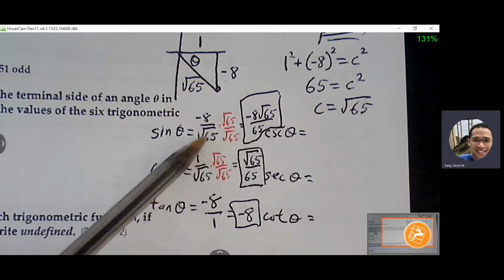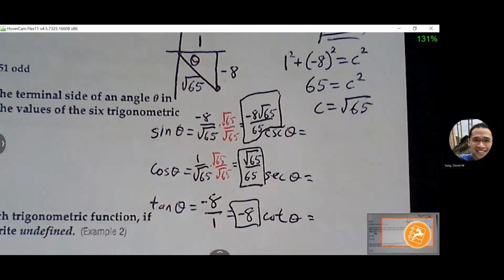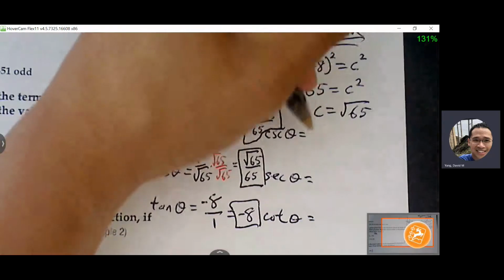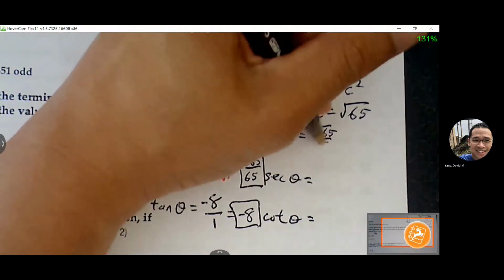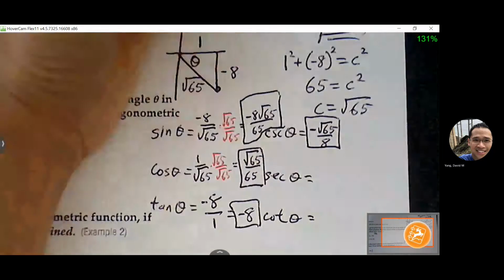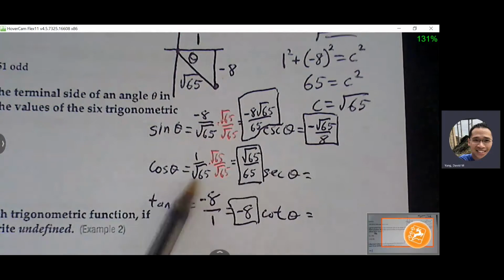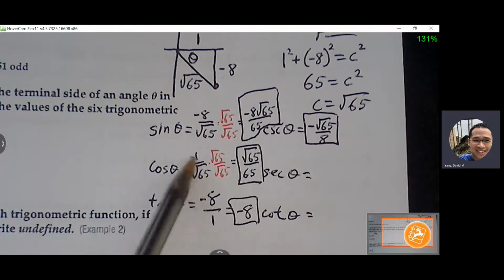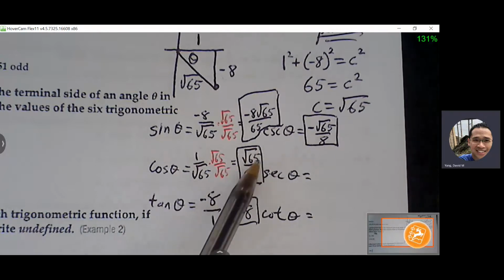So if you have a couple of options to choose from, try to look ahead and see which one will result in the least amount of work. Secant, you're going to flip cosine, flip the one that is easier to flip. I'd rather flip this one. If I flip this one, my 1 will be the denominator rather than the root 65 in the denominator.